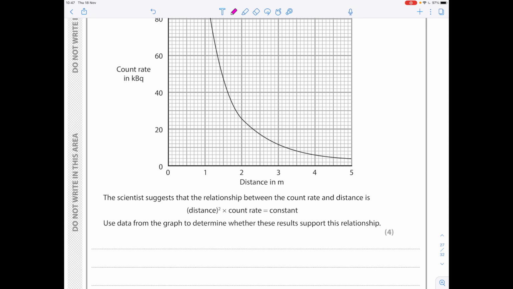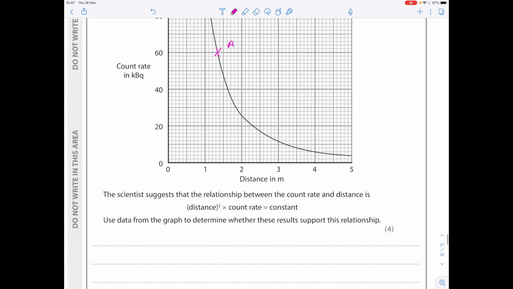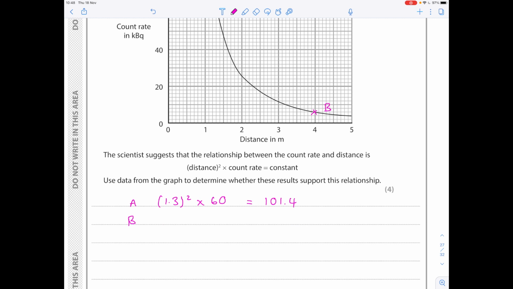Okay, let's pick 2 points and see what comes out of comparing them. So let's call that A. So the distance here is 1.3 squared times the count rate, which is 60, to get 101.4. Let's pick a second point B. Distance is 4 squared times the count rate, which is 6.